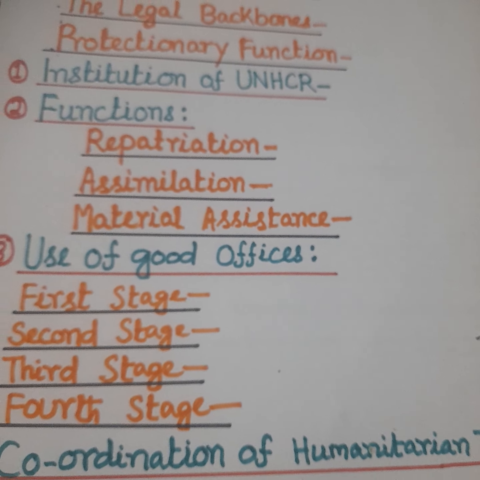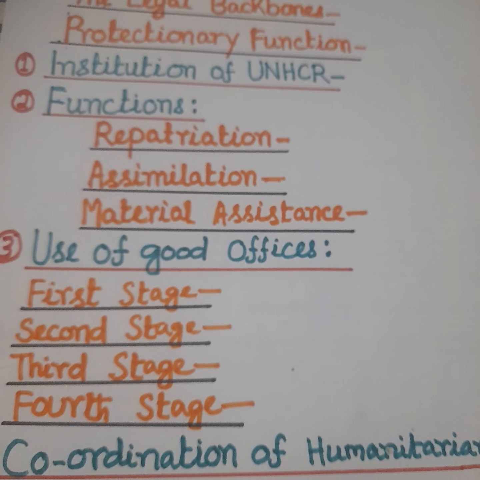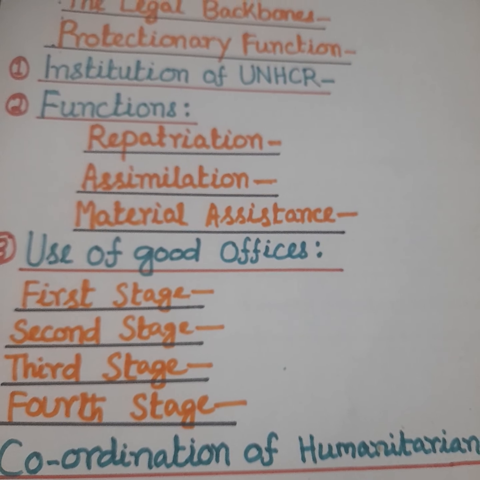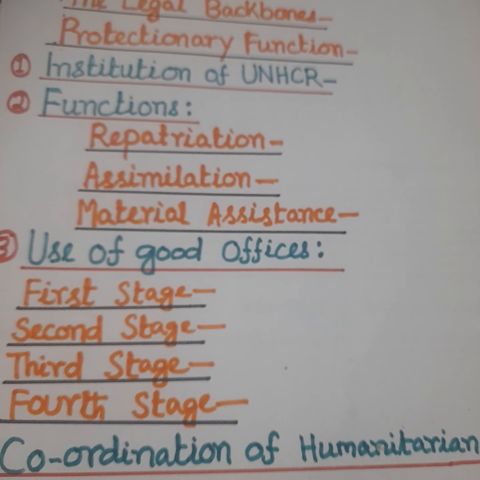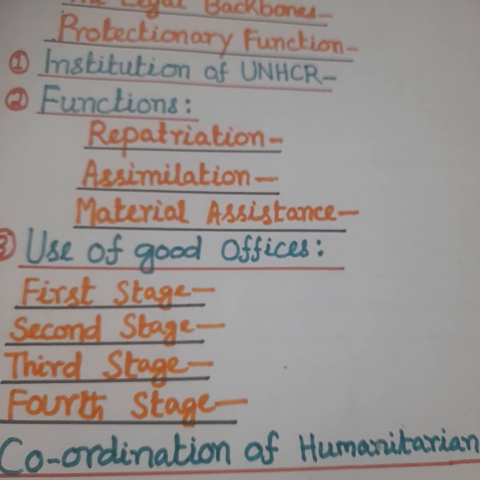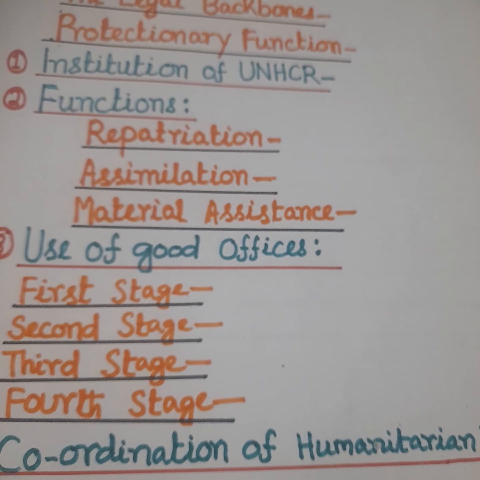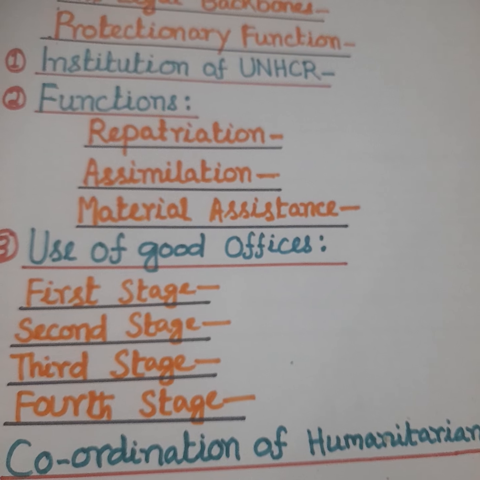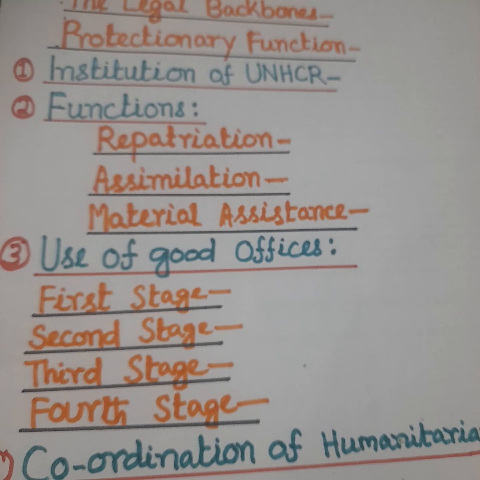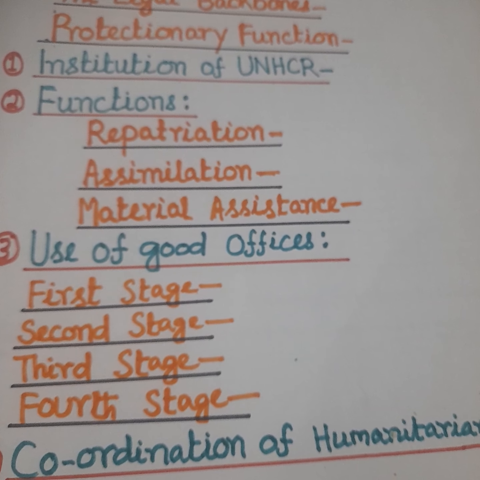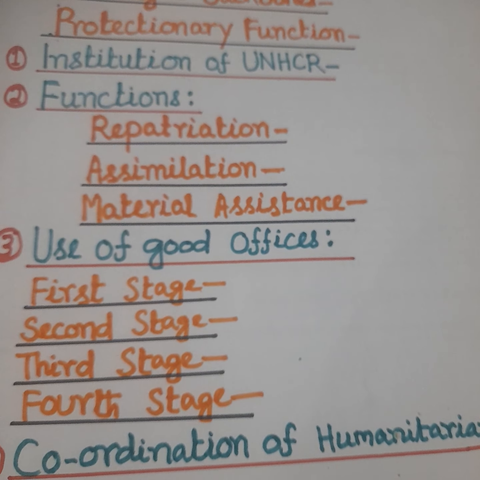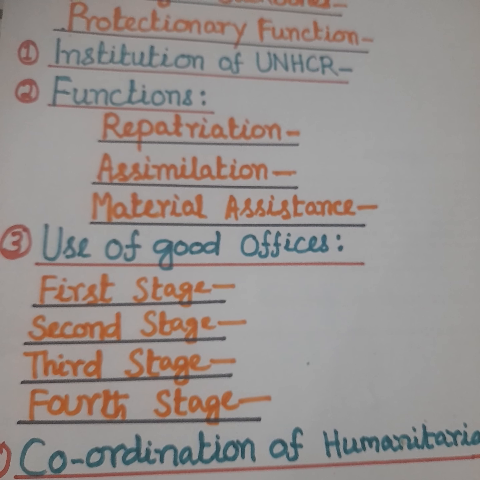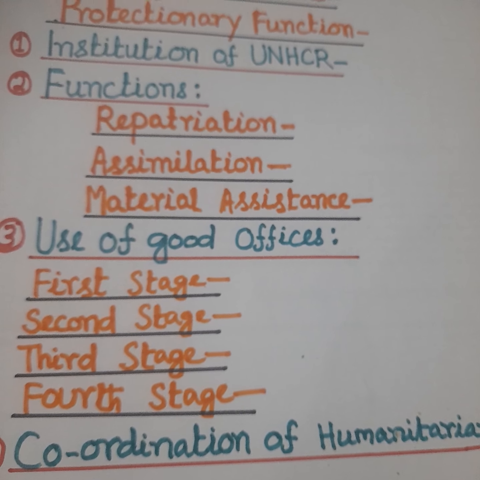So after the institution of the United Nations High Commissioner for Refugees, the main functions entrusted under the statute are: one, repatriation; the second, assimilation of the refugees; and the next, material assistance to refugees. These are the important functions entrusted under the statute to the High Commissioner for Refugees. And in particular, we discussed the use of his good offices, and how it was used on different occasions in that connection.